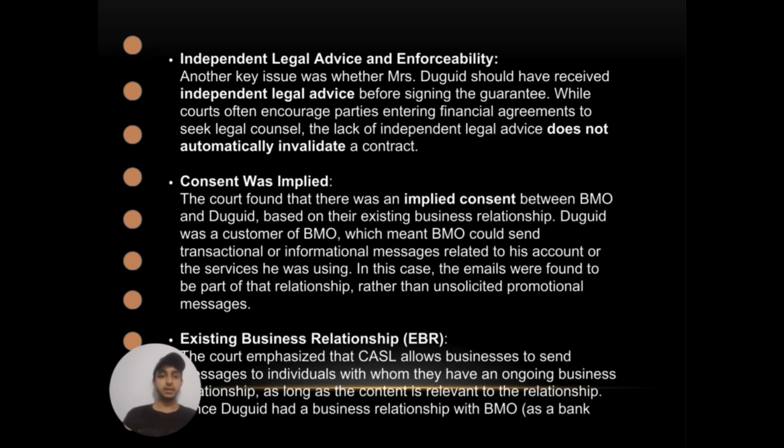Existing business relationship. The court emphasized that CASL allows businesses to send messages to individuals with whom they have an ongoing business relationship, as long as the content is relevant to the relationship. Since Duguid had a business relationship with BMO as a bank, now my partner Manroj will describe another part.